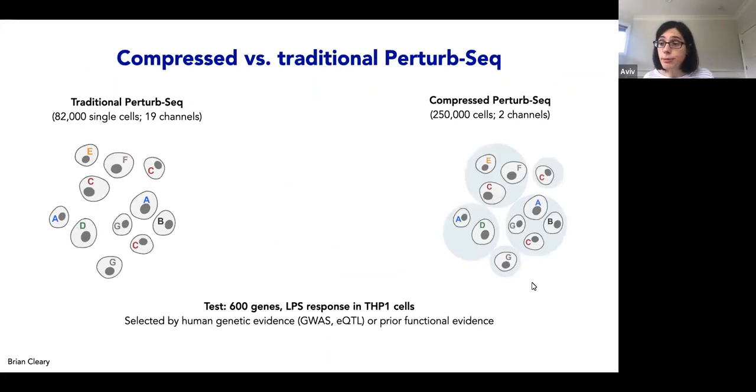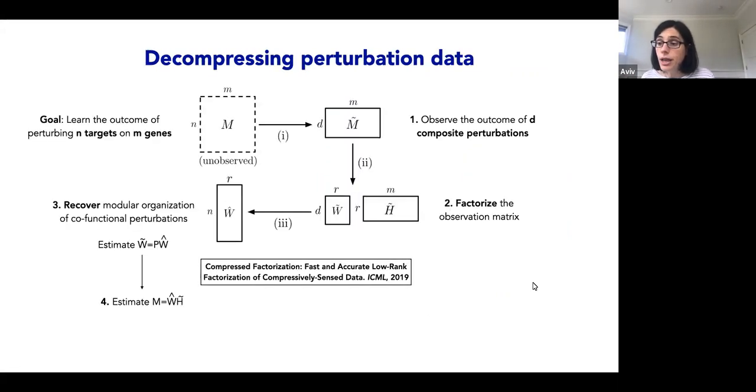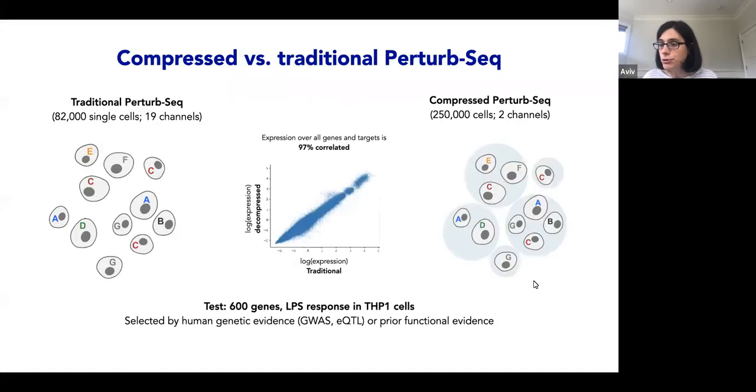As a test experiment, we perturbed each of 600 genes in an inflammatory response, either in the traditional way, one cell at a time, or in this compressed way. And we used compressed factorization to learn which modules of co-functional perturbations regulate which modules of co-regulated genes. We're just lucky that somebody came up with a great algorithm for that and we used it.